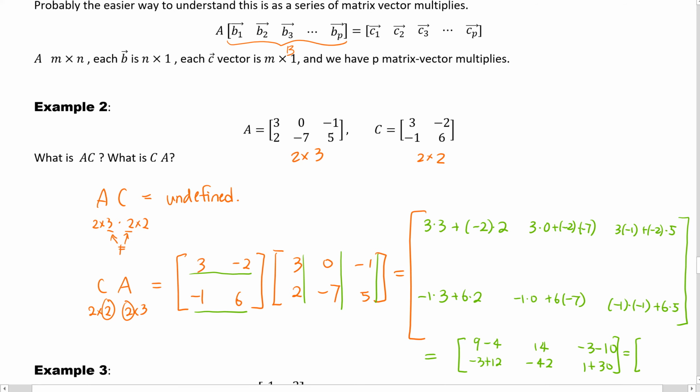Let me see, can I move this to the left a little bit? I ran out of space there. Okay.